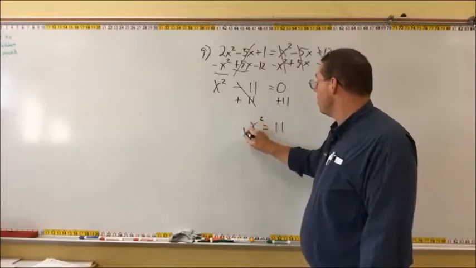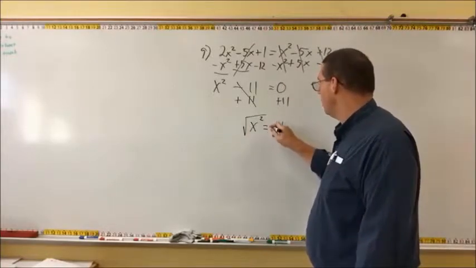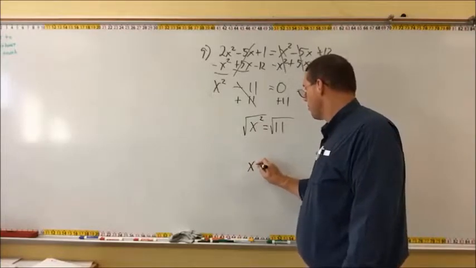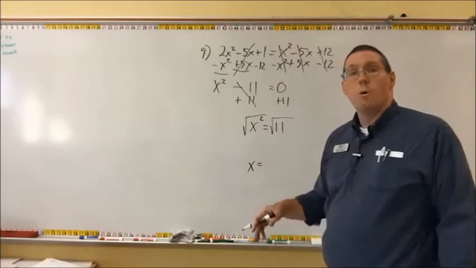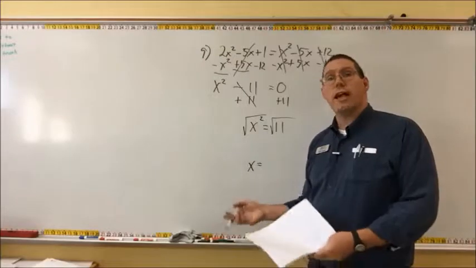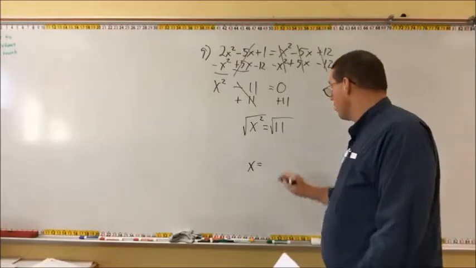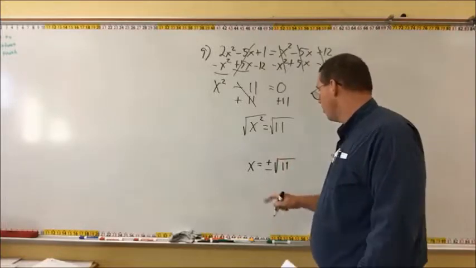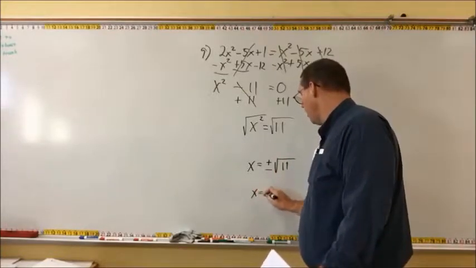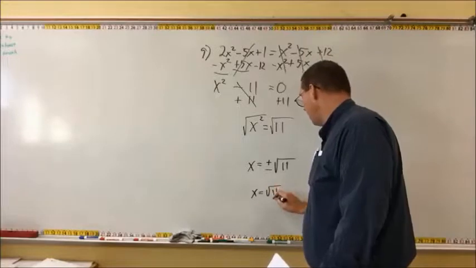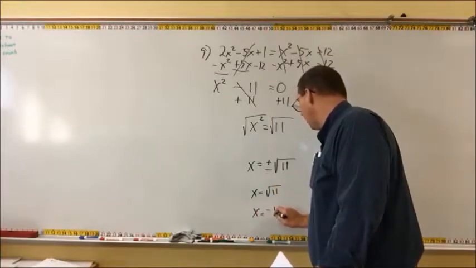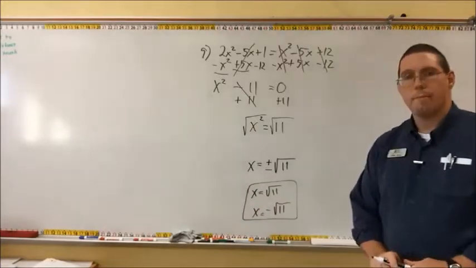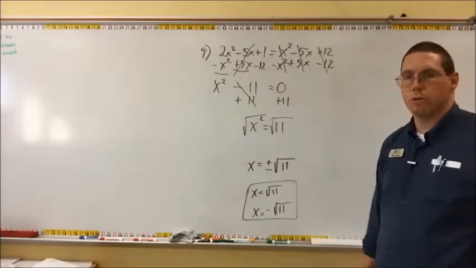Now this is easy. We can take the square root of x squared and the square root of 11. The square root of x squared is x. The square root of 11, we have the positive version and we have the negative version. So it's going to be plus or minus the square root of 11. You can write it like this, or you can say x is equal to the square root of 11 and x is equal to negative the square root of 11. But again, there are two answers. Okay? There aren't always two answers, but there are usually two answers.